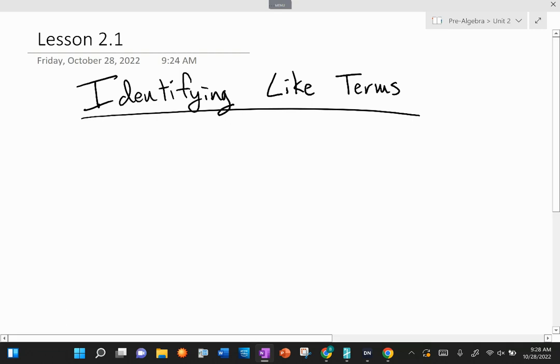Identifying like terms. This is stuff we've talked about already, but we had to go back and go over some other things, so we're coming back to it. We actually can put our Chromebooks away for right now. Identifying like terms. So let's talk about our different kinds of terms. We've got 5 minus 3x plus 2x minus 1.